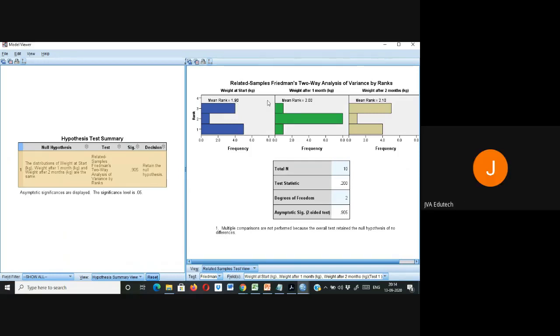Yes, sir. Means if the person started dieting, then the mean rank of the weight was 1.90. After 1 month, it came 2.0. After 2 months, it came 2.10. So there is no more difference. The same you can see from the statistic also. You can see that Friedman and ANOVA statistic comes out to be 0.200, and this at the level of 0.905 does not stand statistically significant. Clear? Yes, sir.